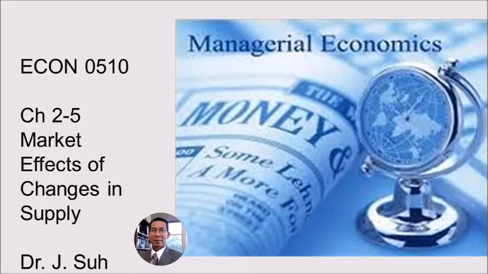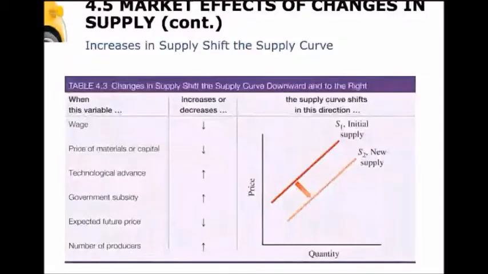Now, let's look at the market effects of changes in supply. Suppose there's an increase in the supply curve. Remember, this is a movement of the supply curve to the right, because at any given price, the quantity supplied has increased. Now, this is going to happen if any of the variables other than price or quantity that affect the supply relationship changes in a particular direction.